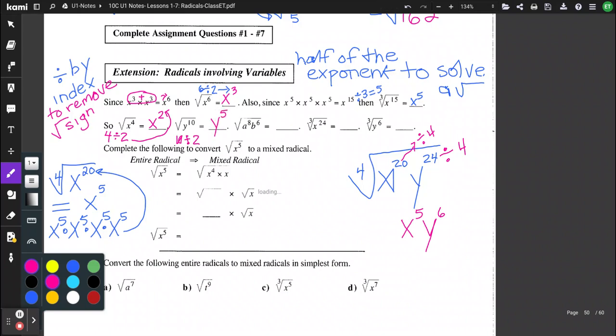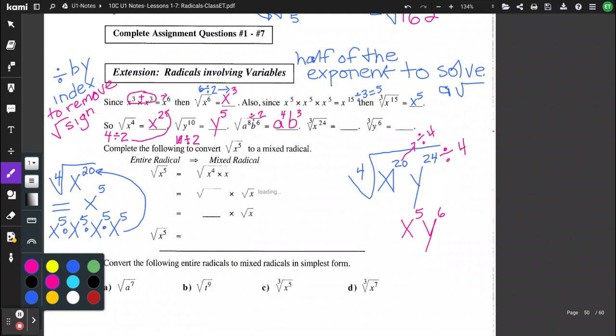Now we got 2 letters underneath there, but my index is a 2. So we're going to divide both of these guys by 2. So I'm going to have an A4 and a B3.